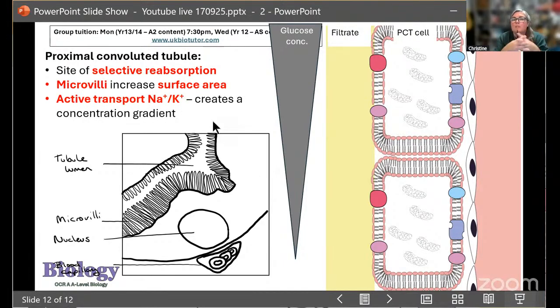Now, the important thing for you to understand with anything to do with biological membranes is to understand how molecules can transfer across that phospholipid bilayer.